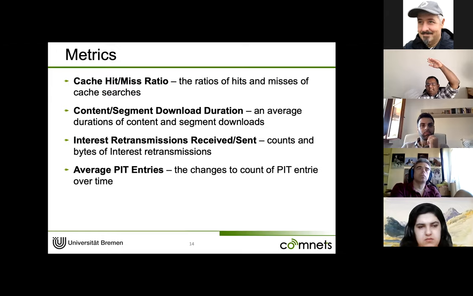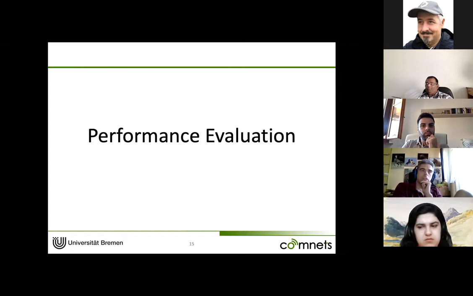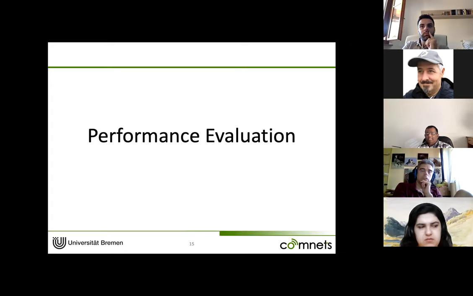Pit entries are increasing. So this is an important metric to see. So the next is, we did a very small performance.